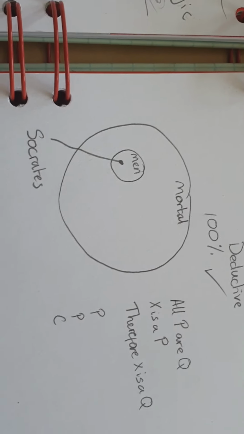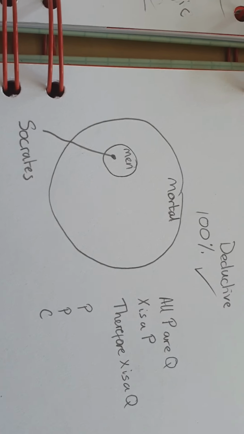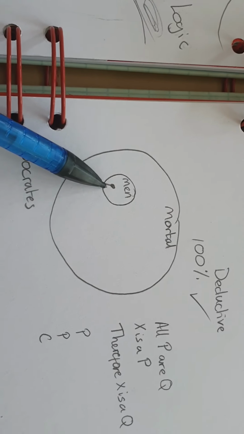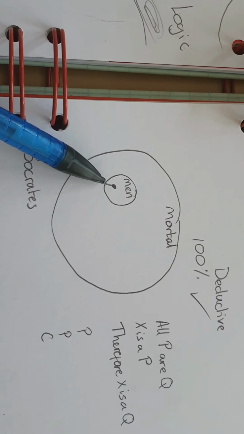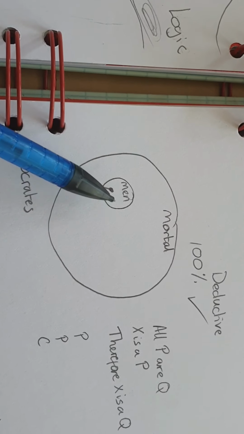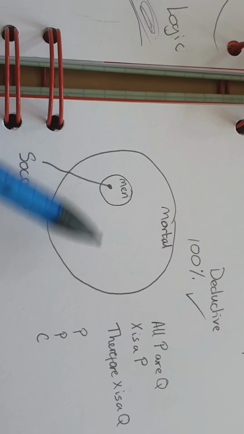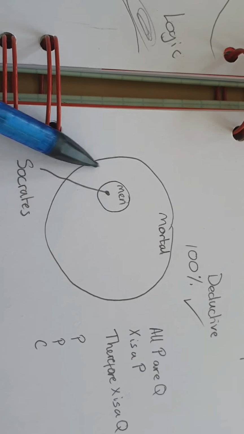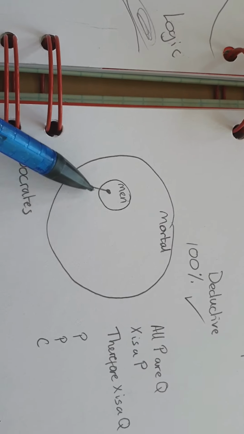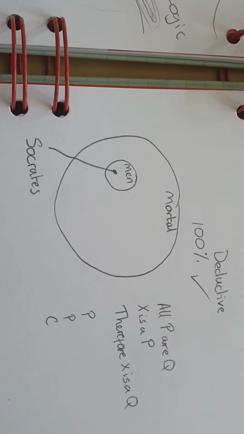Okay, so that is a deductive argument because it's 100% certain. It's not possible for Socrates to be a man and not be in the category of mortal as well. He couldn't be a man and be anywhere outside of that category because all men fit inside this category. Therefore, it is 100% certain, the conclusion that's being reached.